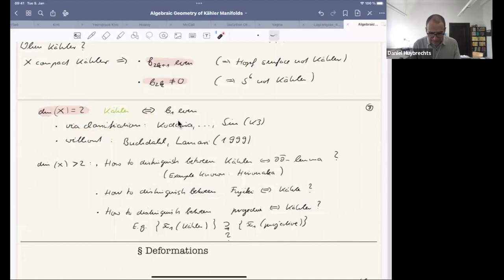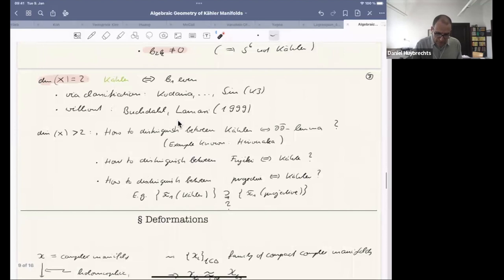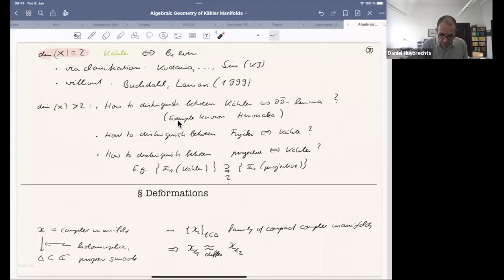So in higher dimensions, this is completely uncharted territory. For instance, there are plenty of questions. How can we understand the difference between Kähler manifolds and the del del bar lemma? I told you every Kähler manifold satisfies the del del bar lemma. But what about the converse? Is every complex manifold for which the del del bar lemma holds also Kähler? And the answer is no. That's an example of Yau-Naga.